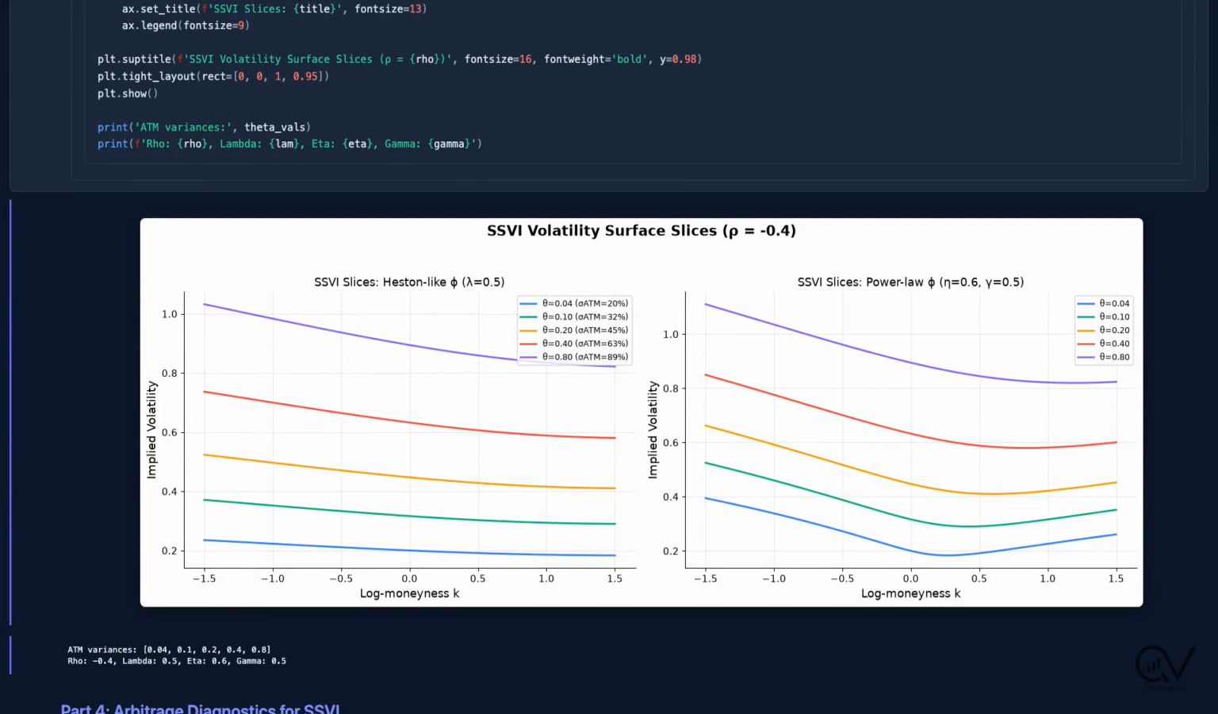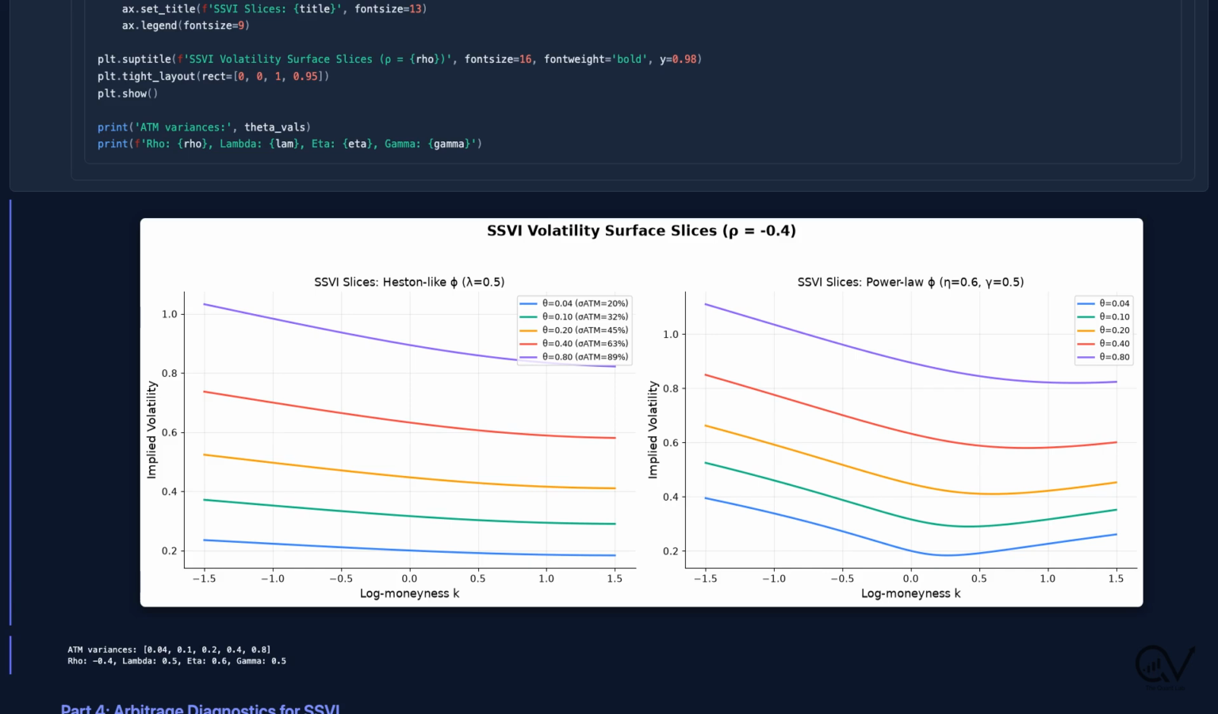The two panels show SSVI implied volatility slices for 5 different ATM variance levels, from 4% for a very short-dated option to 80% representing a high volatility regime or long maturity option. The left panel uses the Heston-like phi function. Notice how the slope of the wings changes non-linearly with theta. For very high theta values, the phi function shrinks, reducing the wing slope and giving a rounder smile. This matches the Heston model's behavior.